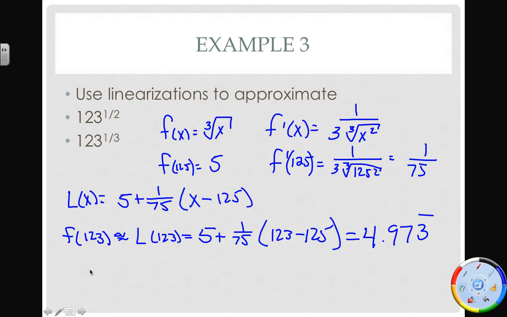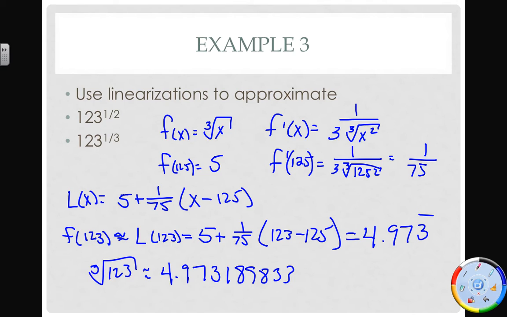And I just like to double check what is the cube root of 123. And 123 to the 1/3 power is 4.973189833 according to your calculator. And notice we're super, super close. You could do this for almost any type of root you want. You can estimate anything you want as long as you're finding a number close to the approximation value you want. All right, so that's linearization approximations.